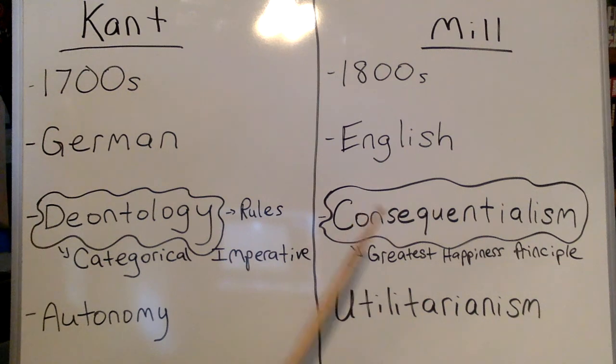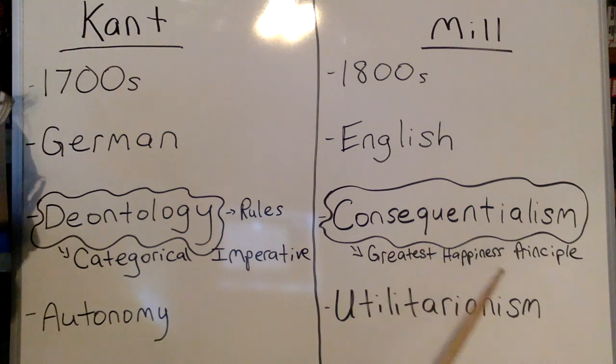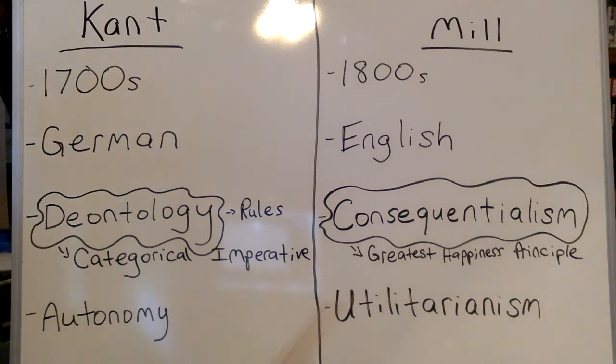And Mill's specific formulation of his consequentialist approach is what he calls the greatest happiness principle. That is, actions are moral insofar as they promote happiness for the greatest number of people. Okay, and we'll look at that a little bit more closely, especially how he defines happiness and the implications of that. But this should be a good starting place for us to understand the differences in their approach to morality.